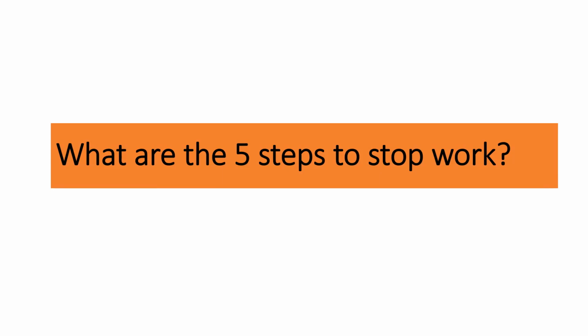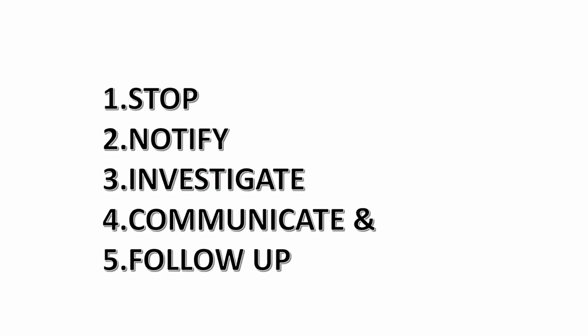In the first question, everyone has the authority, everybody is empowered to stop work. But what are the 5 steps to stop work? If you know the answer, just put it in the comment box before you look at the right answer on the next slide. I hope you have written it or commented already, but look at the right answer in sequence. The first step is stop, notify, investigate, communicate, and follow up.